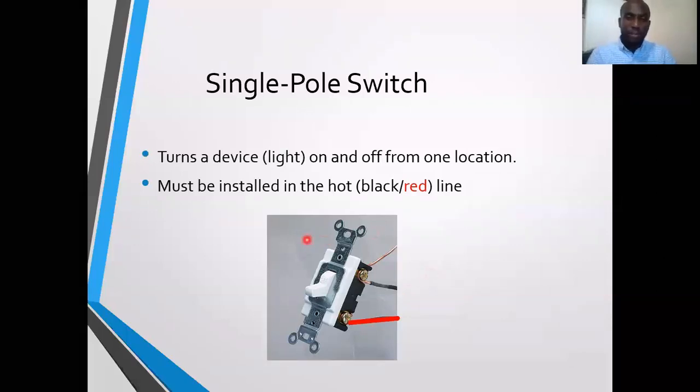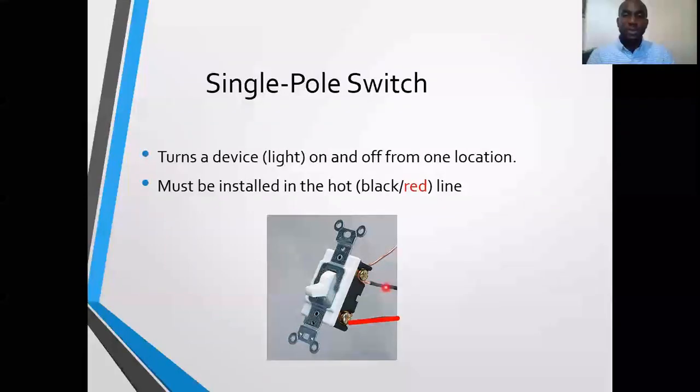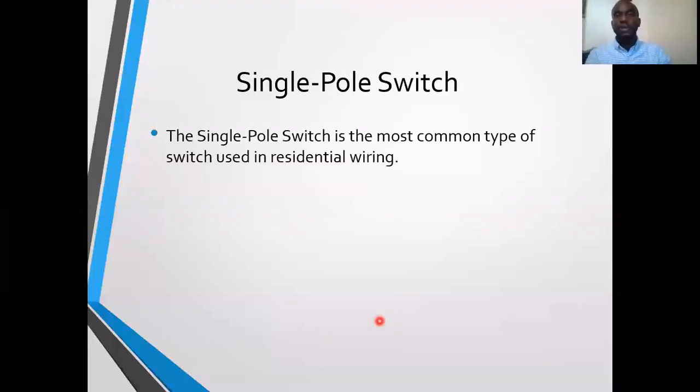As you can see in this picture here, the single pole switch has two terminals along with a toggle used to turn it on and off. Then you have a black line coming in and a red line going out. The black line comes from the main circuit breaker while the red line goes through the device. This means that the black is known as the hot line while the red line is known as the switch feed.